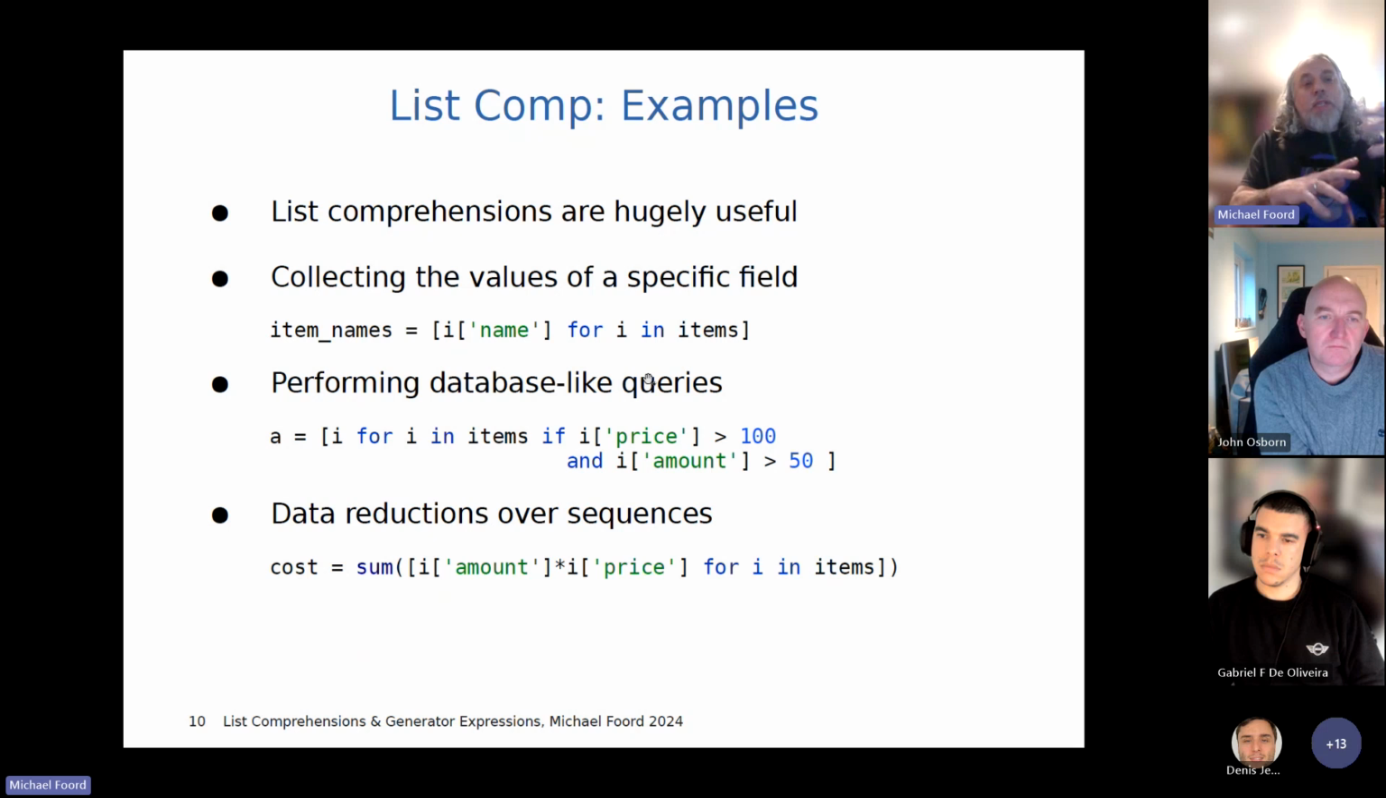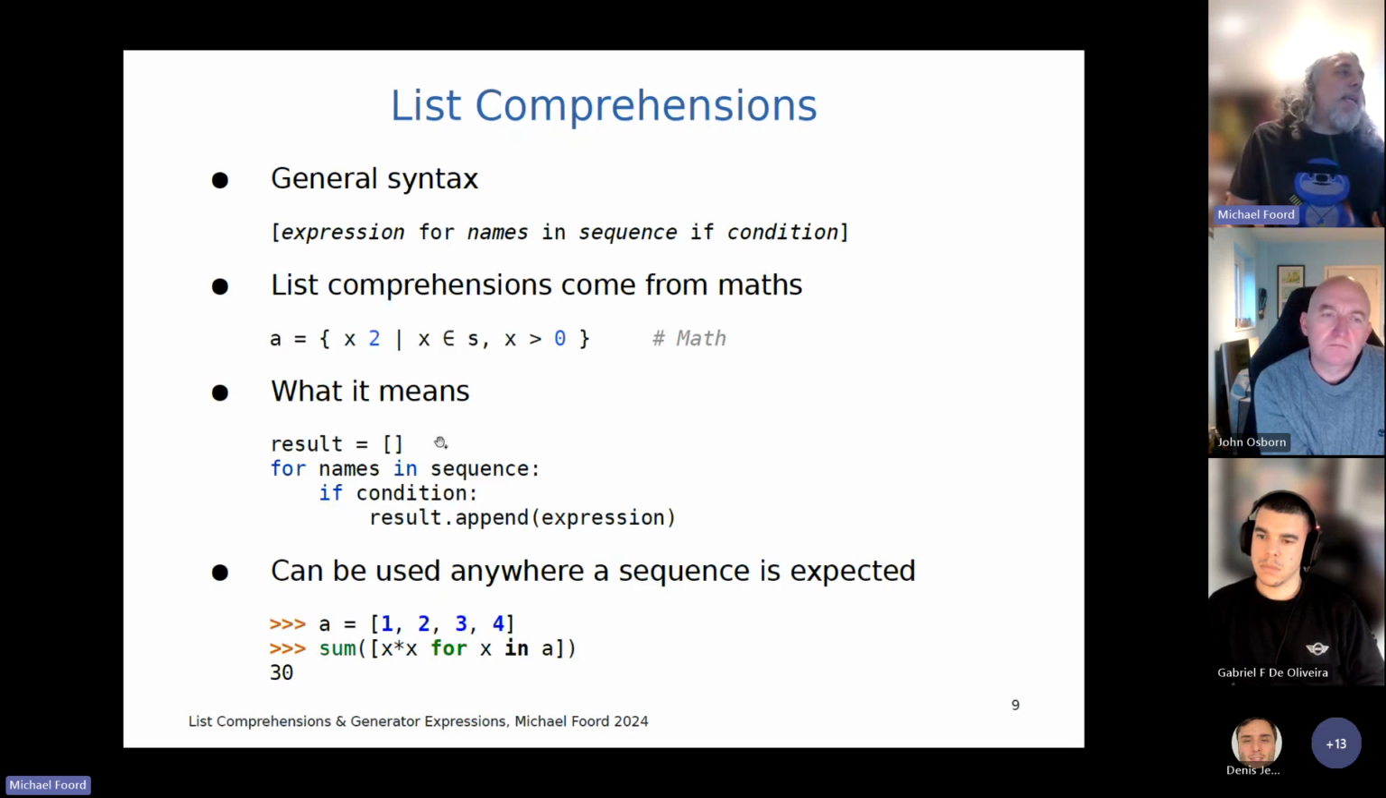There used to be some differences around the names. I mean, the one difference is in this code, for names in sequence, the names stay around in this scope. So after the iteration is finished, you can still get at names. If you use a list comprehension for x, the x is not visible outside of the list comprehension. So that's the one slight difference.